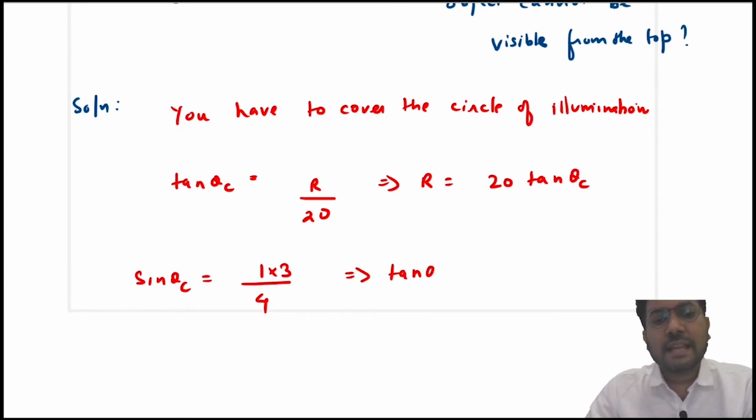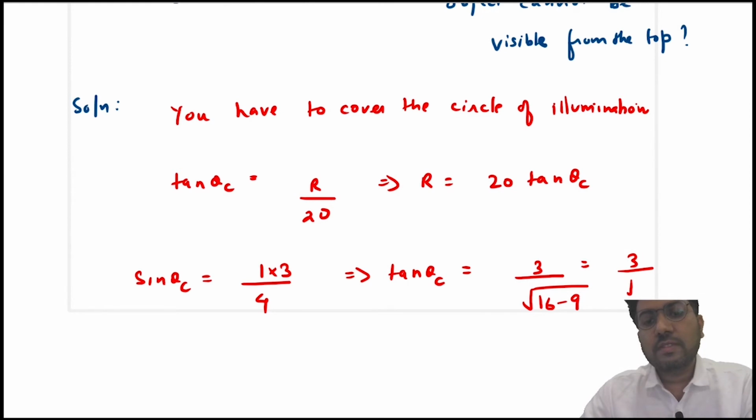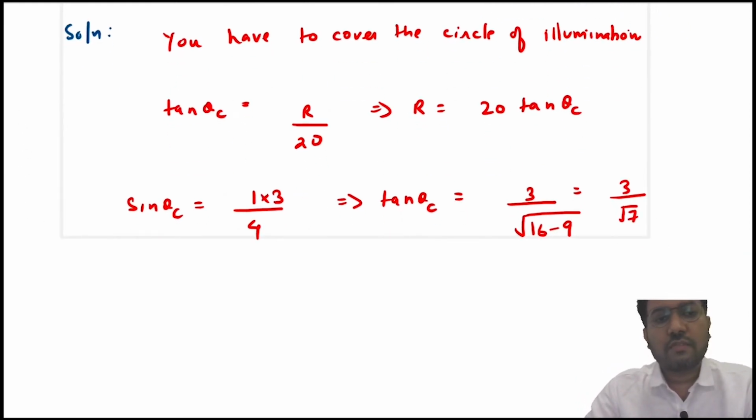Then what will be tan theta c? So tan theta c will be perpendicular by base. Now base will be how much? Under root 16 minus 9, right? So that will be equal to 3 by root 7. So once you have got the value of tan theta c, you have also got the value of the radius. So the radius will be 20 into 3 by root 7.